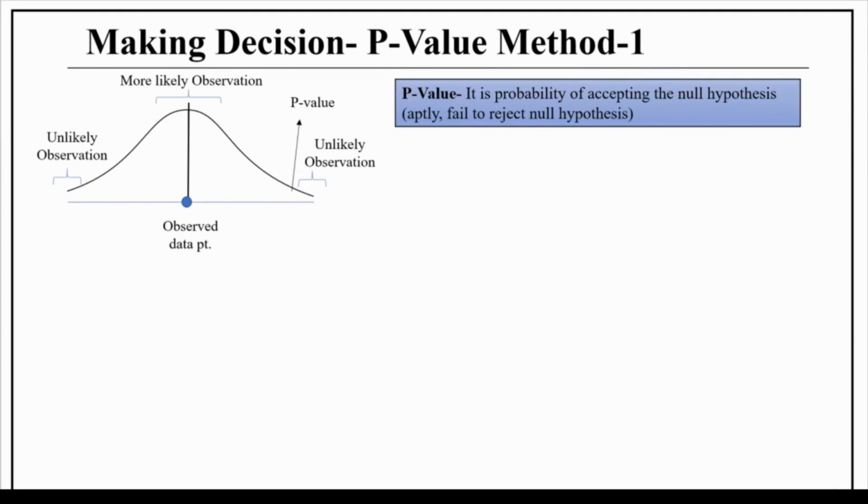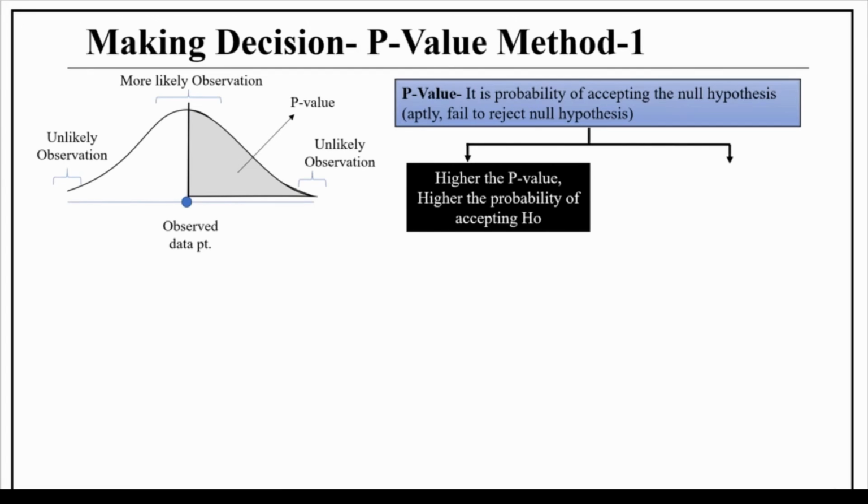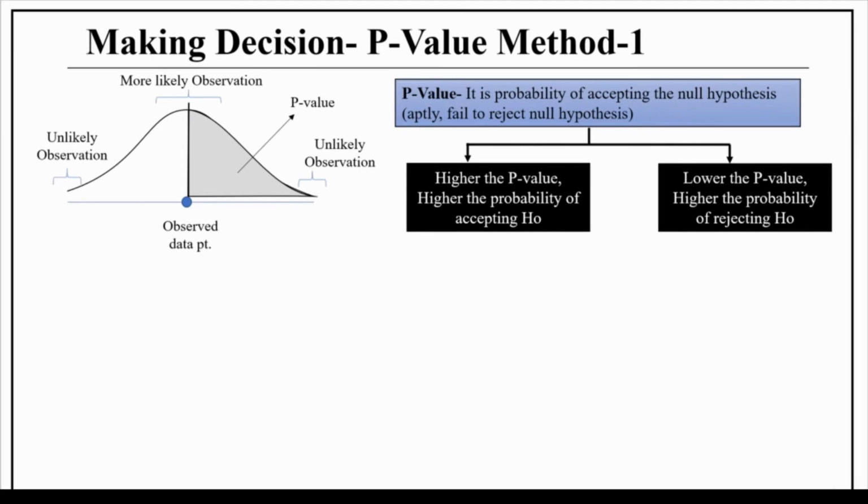Now suppose the observed value or test statistic is near the mean. It means it is a region of more observation values, which indicates the p-value is large. Therefore, there is a high probability of accepting the null hypothesis, or more aptly, failing to reject the null hypothesis. Now we can conclude that a higher p-value means a high probability of accepting the null hypothesis or failing to reject it, and a low p-value means a low probability of accepting the null hypothesis or failing to reject it.